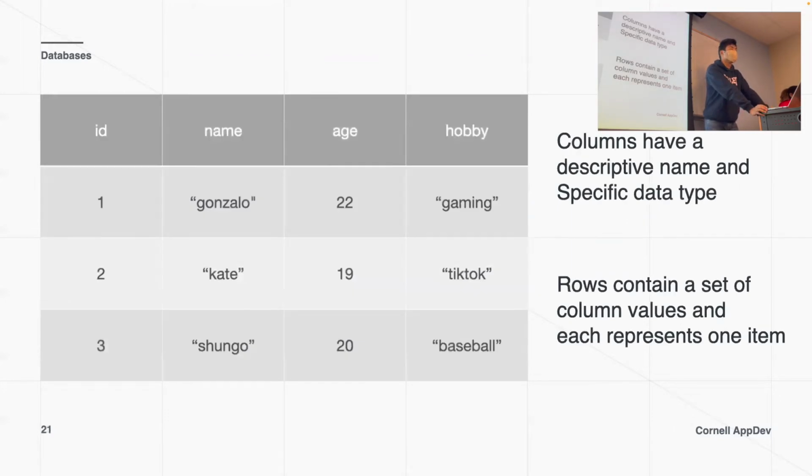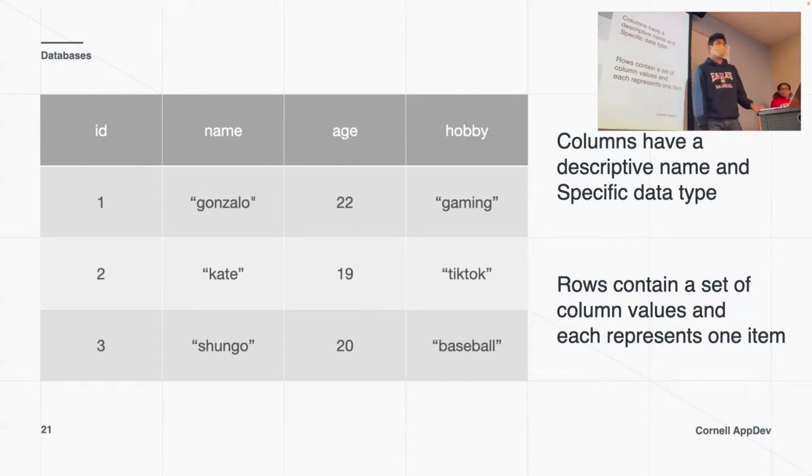Okay, so this is an example of a table that would be in a database, right? You can think of it as like a Microsoft Excel spreadsheet, except not. You have each column representing one thing, and each column has a descriptive name, and it also has a data type. So in this example, we have an ID, which is just integers. We have a name, which is a string, an age, which is also an integer, and hobby, which also happens to be a string. But you can configure this however you'd like.